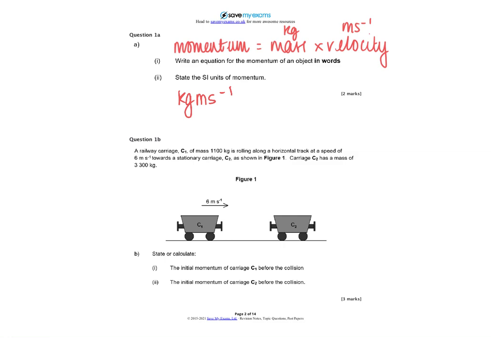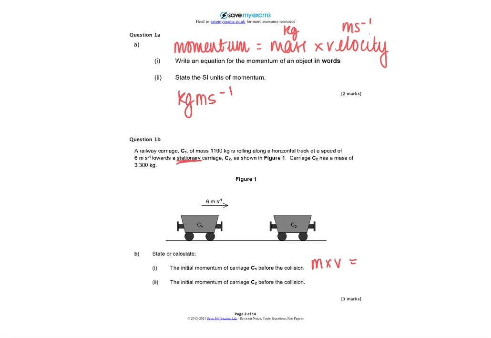Question 1b, a railway carriage of mass 1,100 kilograms is rolling on a track at a speed of 6 meters per second. It hits a stationary carriage. That is important, it's not moving, it's got no momentum. As shown in figure 1, carriage C2 has a mass of 3,300 kilograms. So first thing we've got to do is calculate the momentum of each carriage. So before, we're going to do mass times velocity for each.